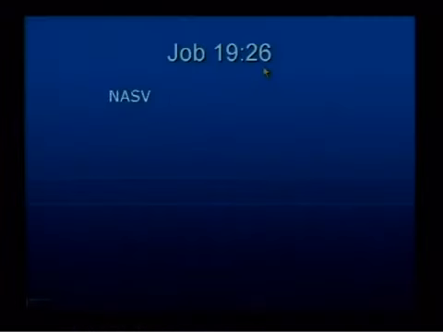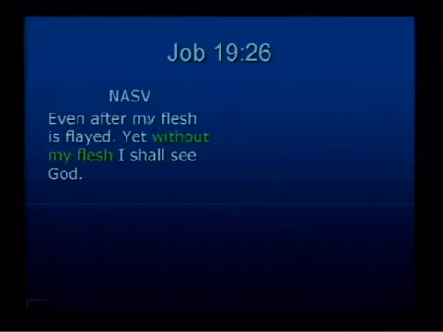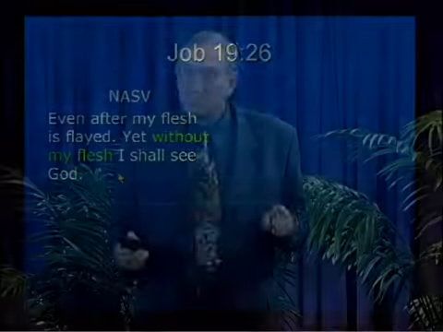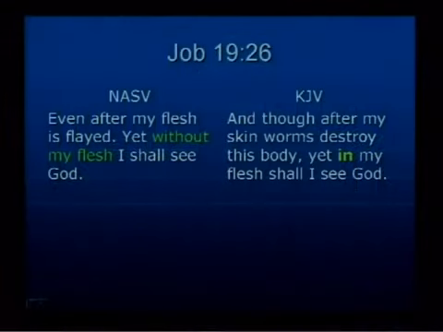Job 19:26, the NASV says, "even after my flesh is flayed, yet without my flesh I shall see God." So how do you see God now? As a spook. Casper the Friendly Ghost. That's how you will see him. What does the King James say? "And though after my skin worms destroy this body, yet in my flesh shall I see God." That's a big difference. The one is a resurrection, the other one is not.